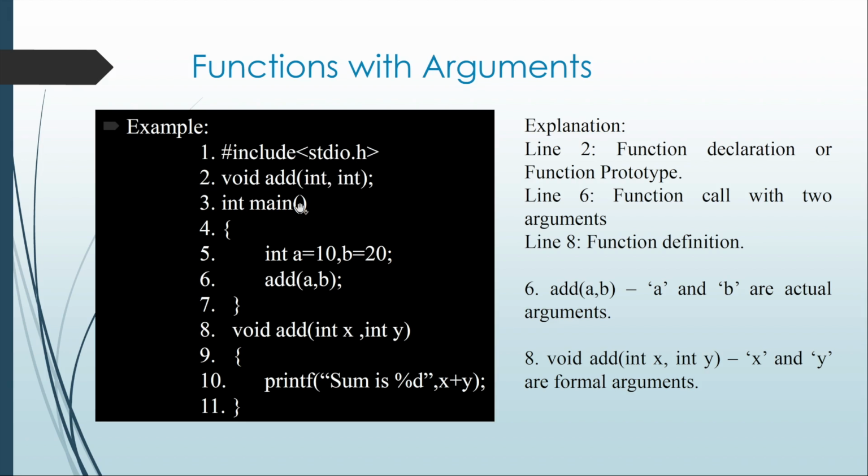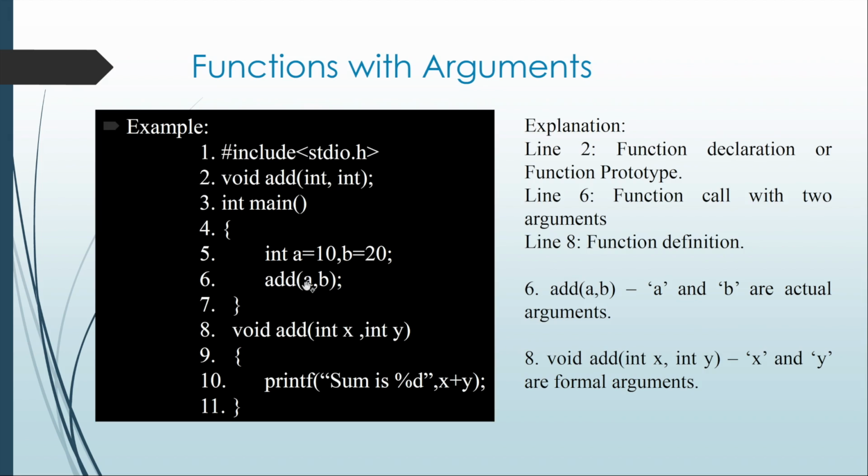So main function, and then int a is equal to 10, b is equal to 20. Here this function needs two arguments. We have to pass two values to this function. So I need to have the values. Either you can get the values from the user, or you can have the values by your own. Here I directly initialize two variables, a is equal to 10 and b is equal to 20, and then add(a, b). So this is how we have to pass some arguments to the function.